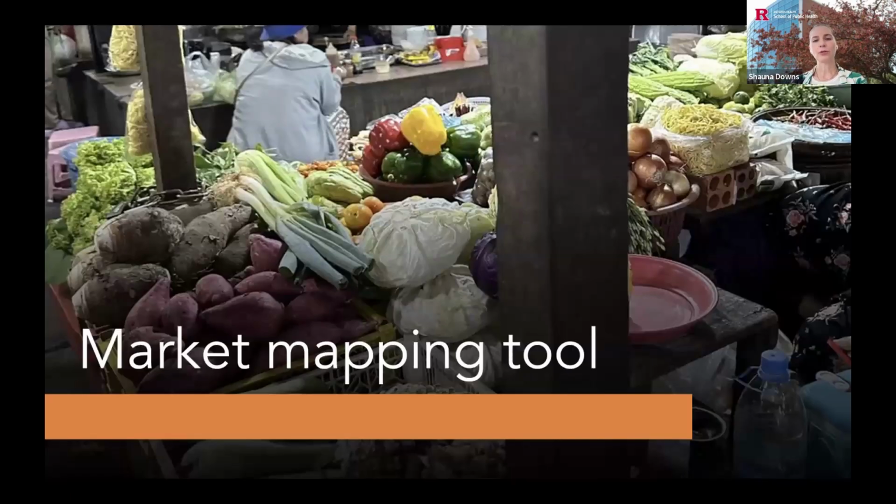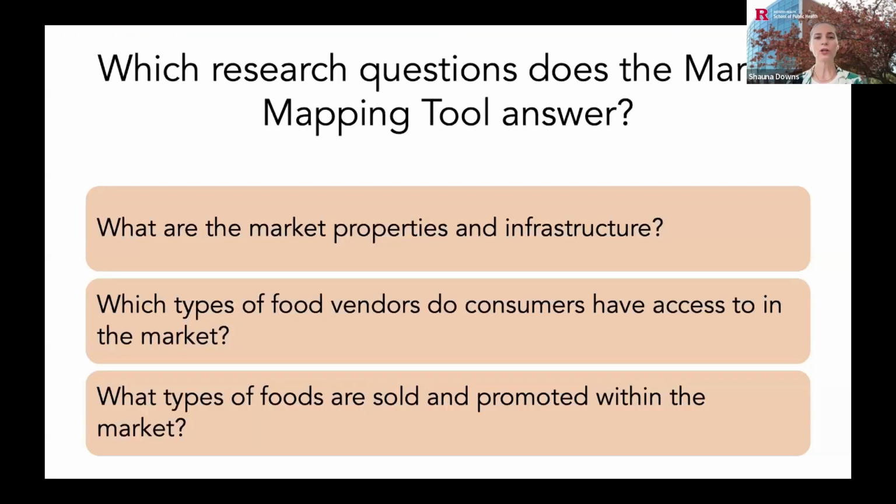So the market mapping tool should be used, again, only if people are really accessing markets within the food environment that you're studying. So the participatory mapping can really help to identify this and whether or not you really need to use the market mapping tool or not. So the market mapping tool answers what are the market properties and infrastructure, which types of food vendors do consumers have access to in the market, and what types of foods are sold and promoted. So it's the same types of questions that are answered through the community mapping, but this is then at the market level.